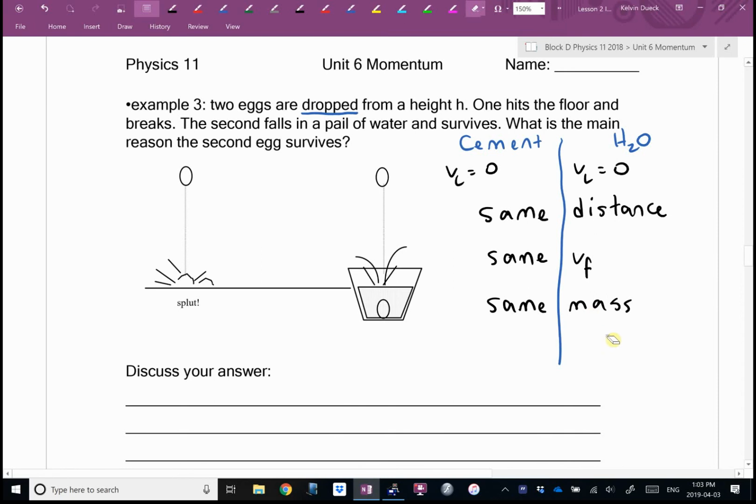Do they have the same mass? Say yes. Do they have the same V final? Do they have the same V initial? Here's the conclusion I'd like you to write up here.